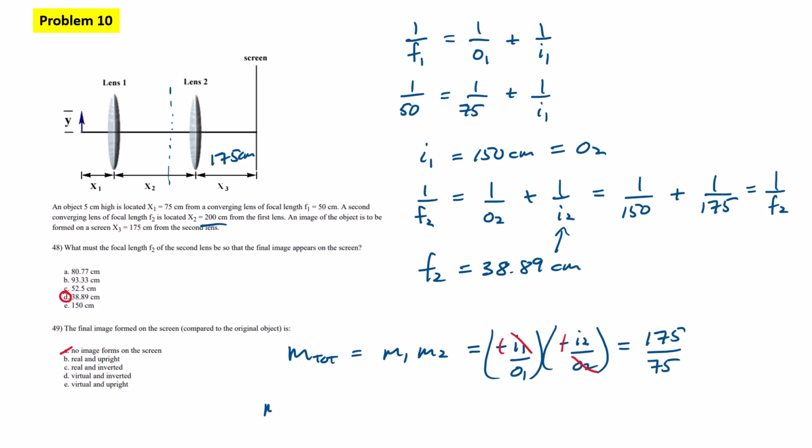Okay, so for my total magnification, the only thing I really need to see is that it's going to be a positive value because those negative signs canceled out. If it's a positive value, it means that the image is going to be upright. So I would get rid of anything that says inverted right away. And since there is light being projected on the screen, you're going to have a real image, because you're able to project it on the screen. All right, so B is the correct answer.